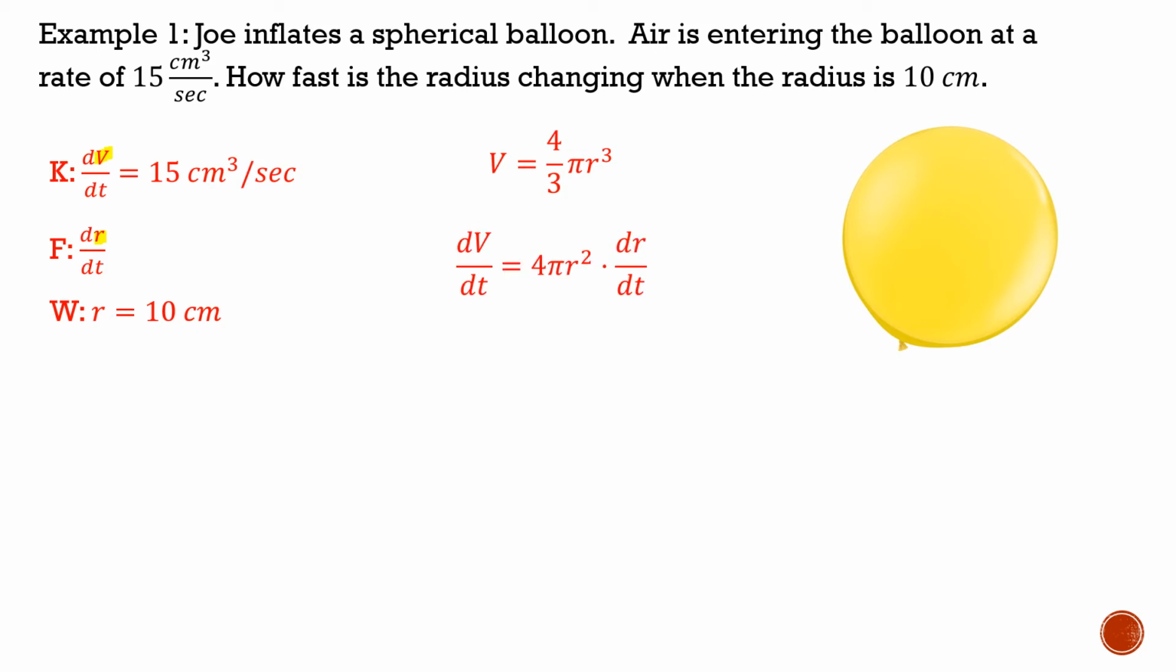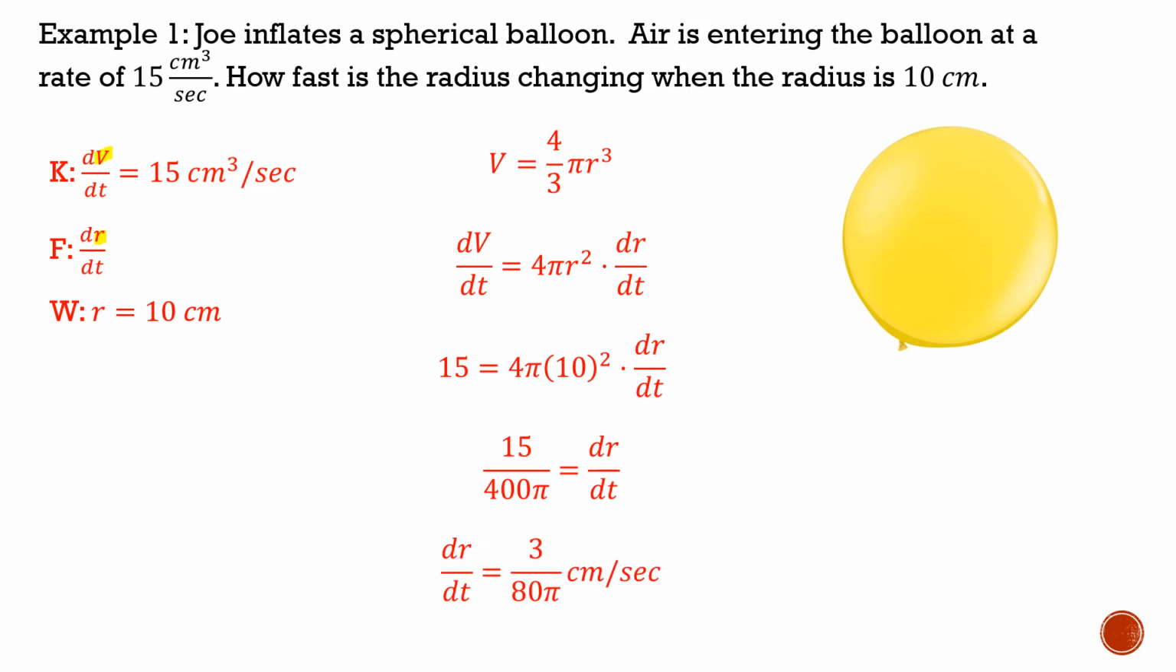So when I take the derivative, I get dV/dt equals 4 pi r squared dr/dt. Again, that was just a basic derivative on this right-hand side. The only variable we had on the right-hand side was radius, so that's the only thing I had to take the derivative of. Now that I have that derivative, I'm going to plug in my know and my when. So I'm going to plug in 15 for dV/dt, and I'm going to plug in 10 for r. Now simplifying that equation to solve for dr/dt, I get dr/dt equals 15 over 400 pi, which reduces down to 3 over 80 pi centimeters per second.